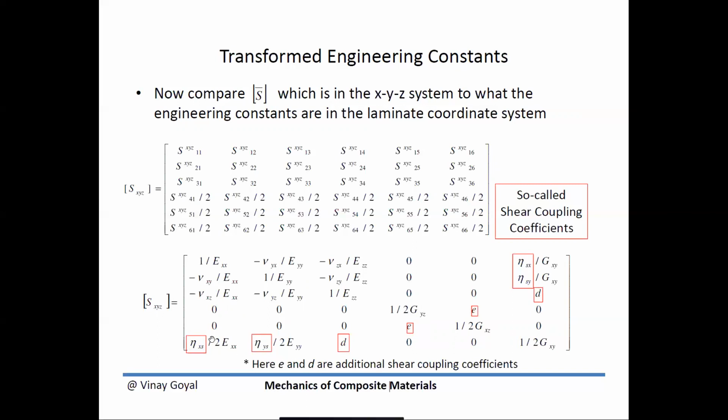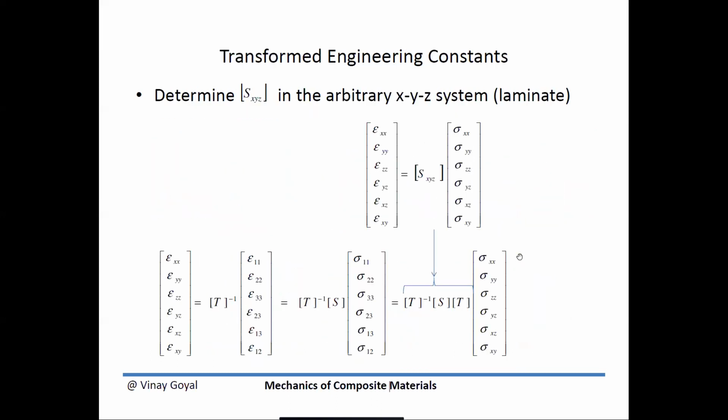You'll find these extra terms that were not defined earlier. We call those the shear coupling terms. And so they are almost like Poisson ratios, where if I apply stress in one direction, it causes shear in the other directions. So with that said, in summary, what we've accomplished is the following.